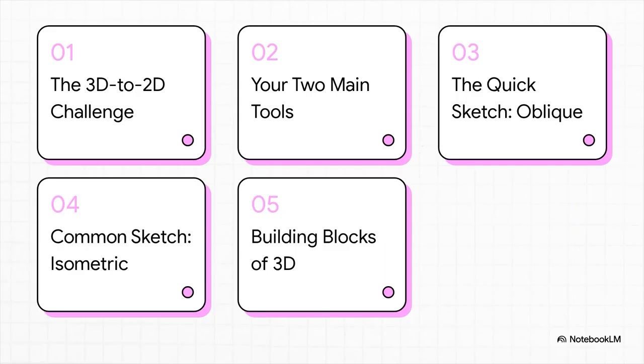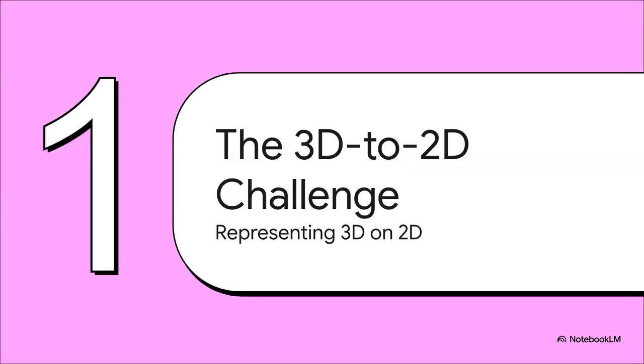All right, so here's our game plan. First, we'll tackle the fundamental challenge of representing 3D and 2D. Then we'll get into our two main tools for the job, looking at the quick and easy oblique sketch, and then the super common isometric sketch. And we'll wrap up by seeing how even the most complex shapes are really just made from a few simple building blocks.